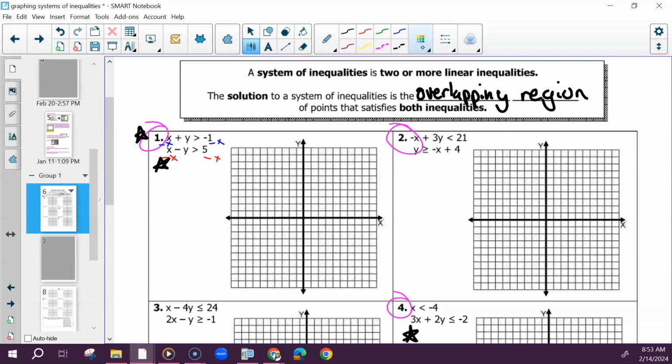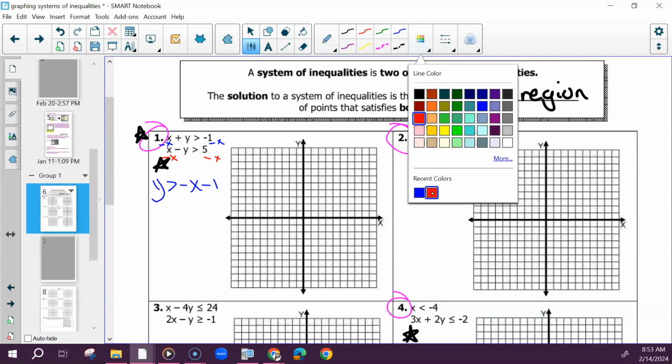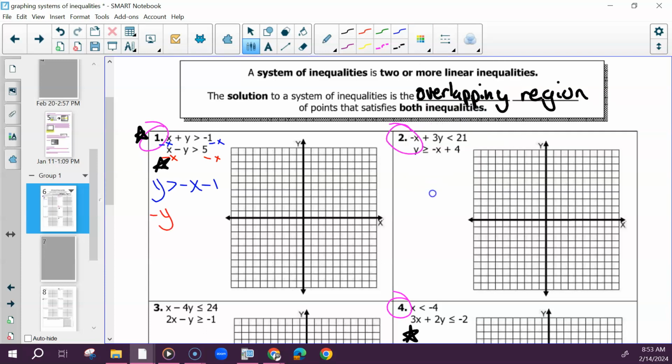So for the first one, it would just be y is now greater than negative x minus 1. For the second one, I have negative y is greater than negative x plus 5, and I have to get rid of the negative. What happens when I divide by negative 1? The sign flips. So this is now y is less than positive x minus 5. And then graph those two. Does not matter which one you do first.